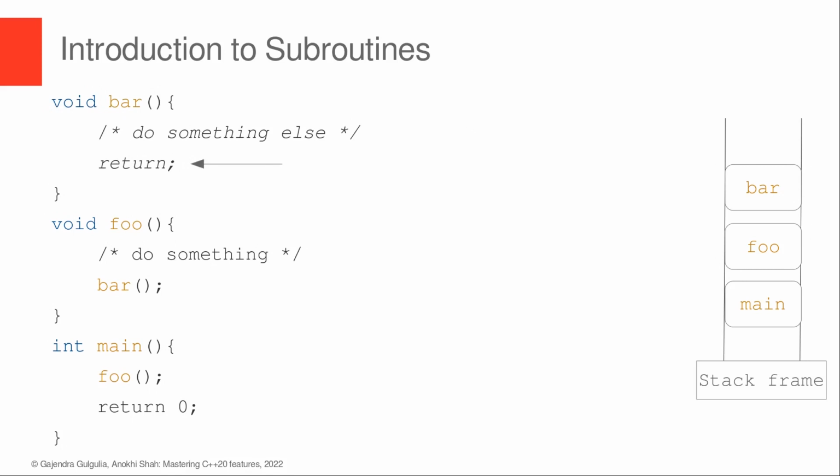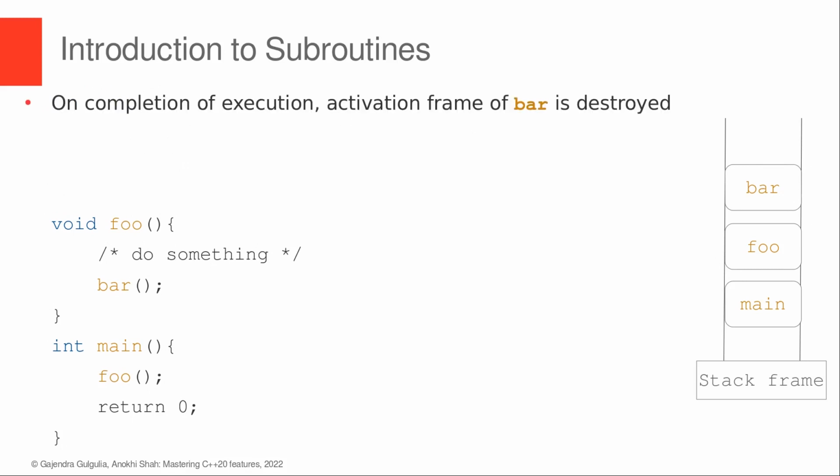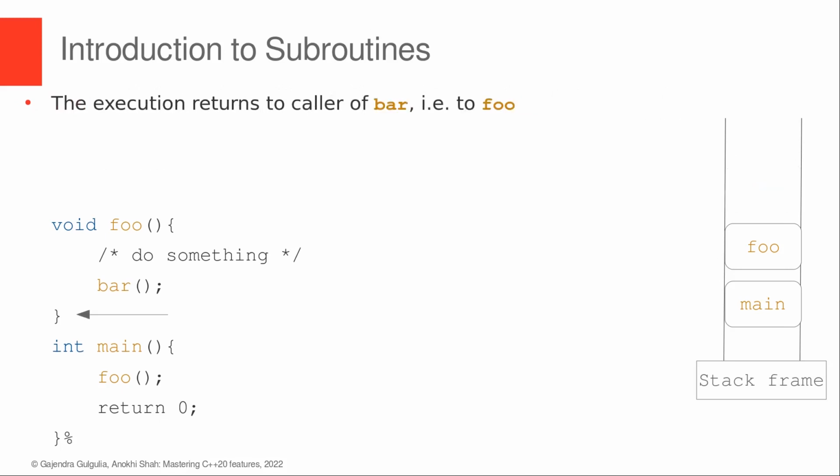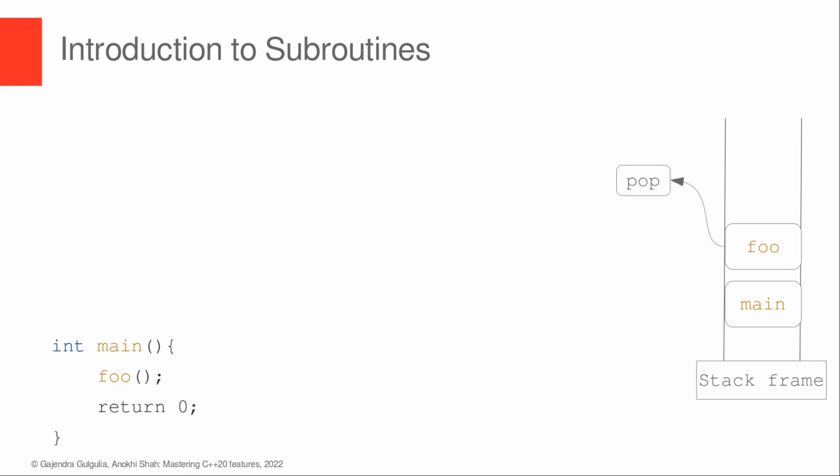Finally, bar returns, and on completion of execution, the activation record of bar is destroyed, and bar is popped out of the stack frame. Next, the execution returns to the caller of bar, which is foo, and foo finishes execution and is also popped out of the stack frame. Finally, the function main also finishes execution and is popped out of the stack frame, and the stack frame is empty.